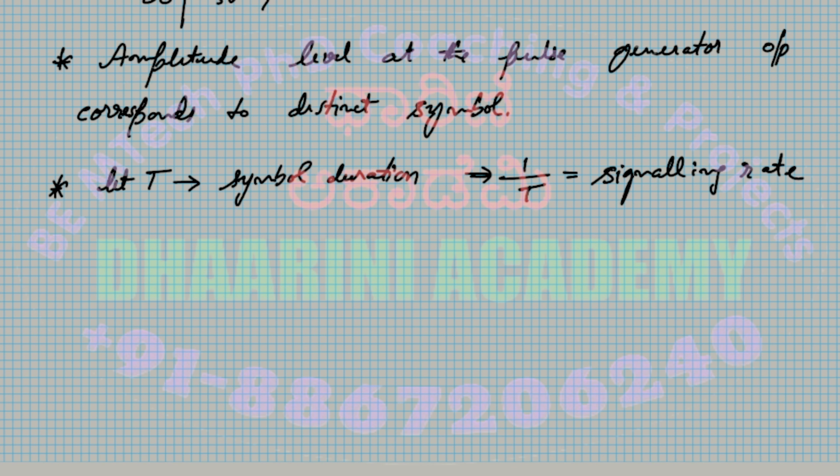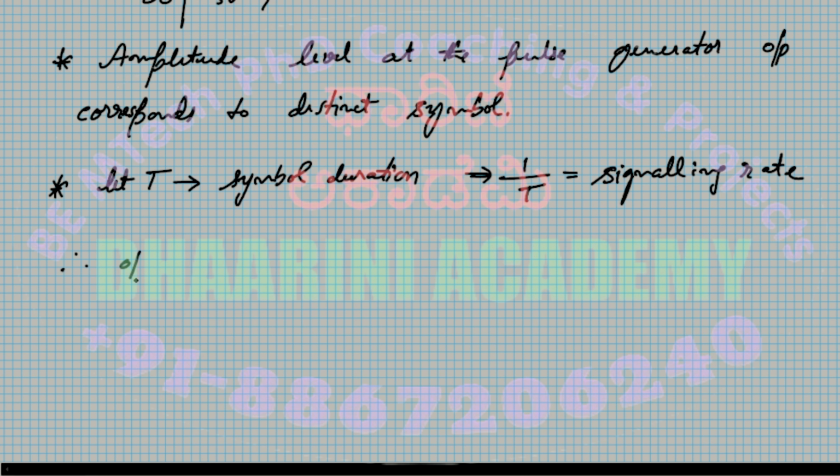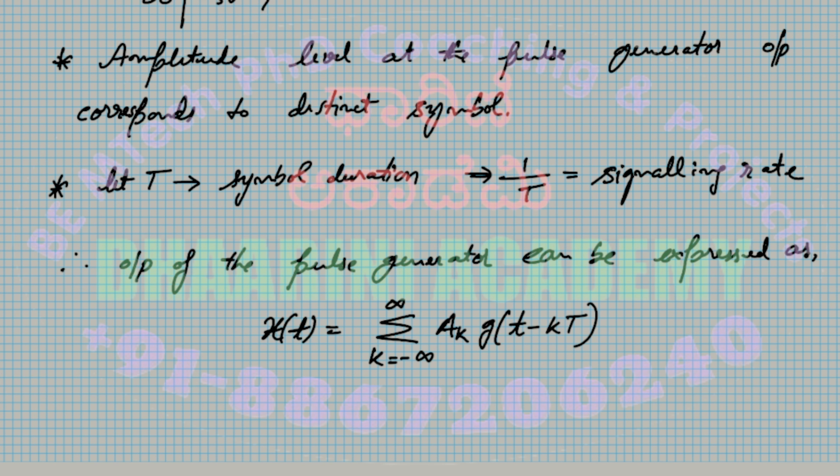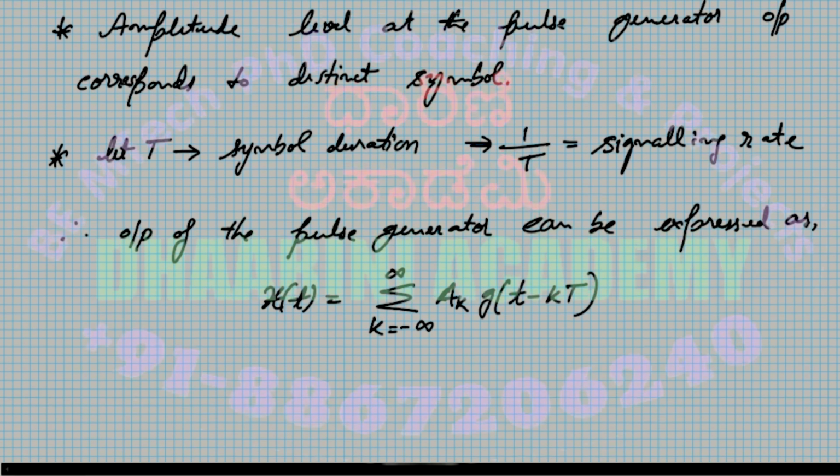Now you write, therefore the output of the pulse generator can be expressed as following. x(t) is equal to the summation, k varying from minus infinity to plus infinity, a_k times g(t minus kT), where, let's write the terms one by one. What was a_k? a_k is a discrete value taken by the symbols. And this g is nothing but the rectangular pulse with amplitude equal to 1 and the duration equal to capital T.